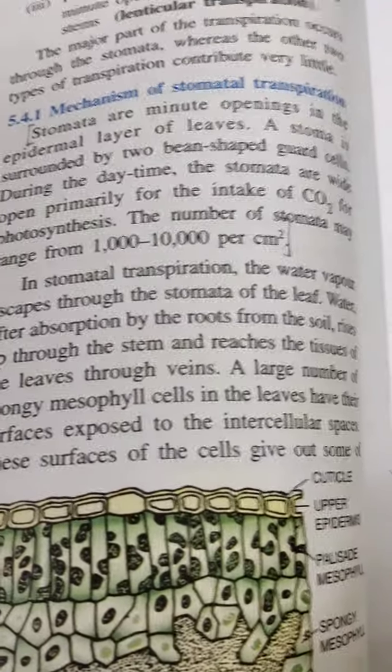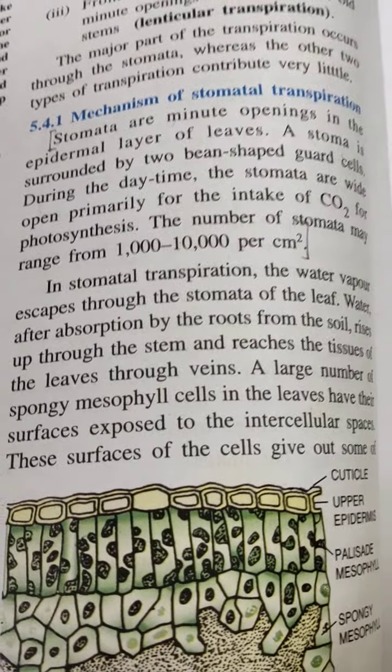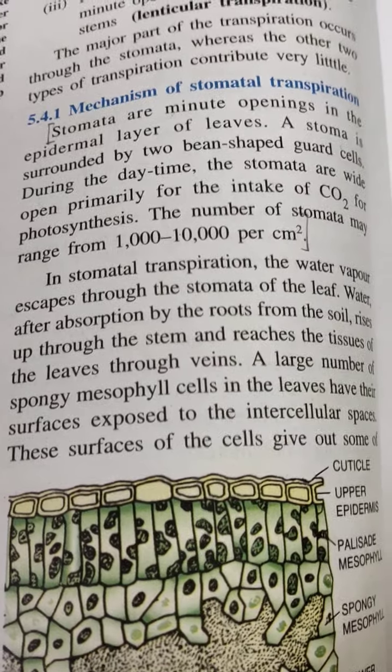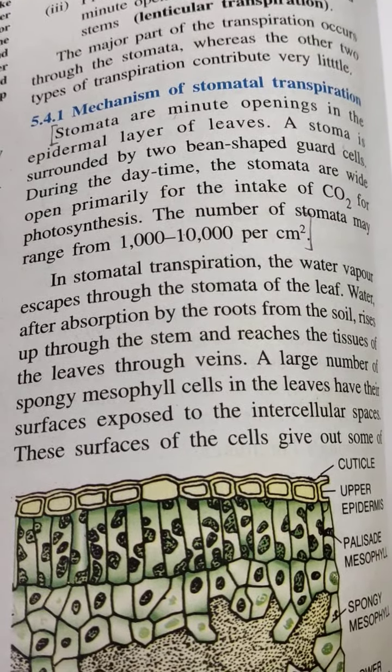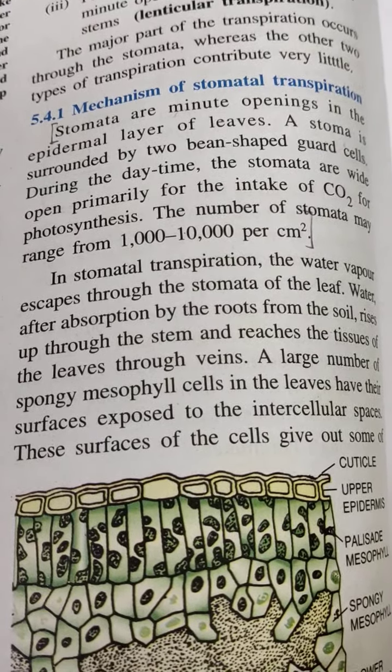First, you see mechanism of stomatal transpiration. They are the minute openings in the epidermal layer of leaves. The stoma is surrounded by two bean-shaped guard cells. We all know that. During the daytime, the stomata are wide open primarily for the intake of CO2 for photosynthesis. The number of stomata may range from 1000 to 10,000 per centimeter square. In stomatal transpiration, the water vapor escapes through the stomata of the leaf.